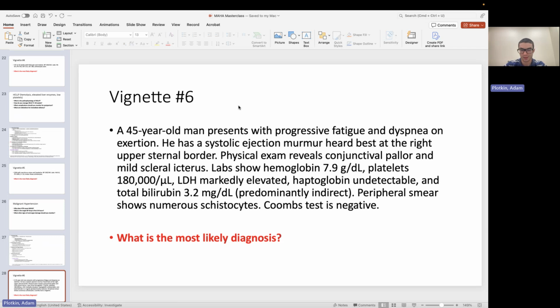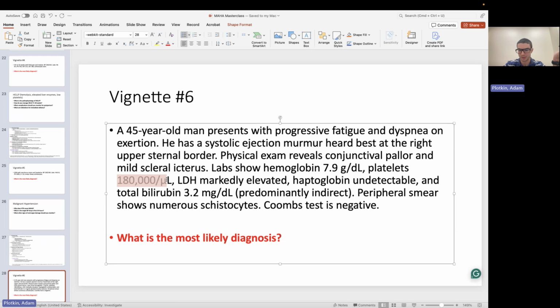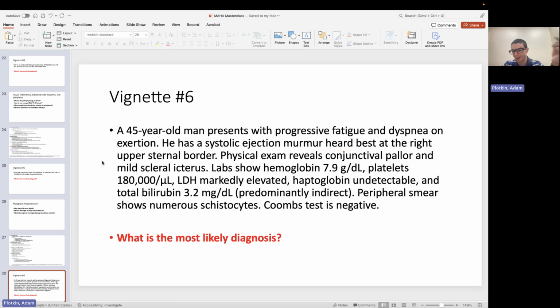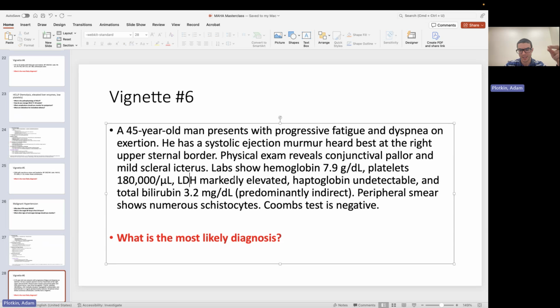I want you to take a second and think, what is the most likely diagnosis? Pause your screen if you need to. So one thing that sticks out here is I'm leaning towards hemolytic anemia. The weird thing though is his platelets are totally normal, right? Remember, in all of my thrombotic microangiopathies, they've all been low, right? And in TTP, they were super duper low. So this is kind of weird, but the LDH is elevated, the haptoglobin is low, and the indirect bilirubin is high. So I'm like, yeah, this is probably hemolytic anemia, but something's going on here, right?